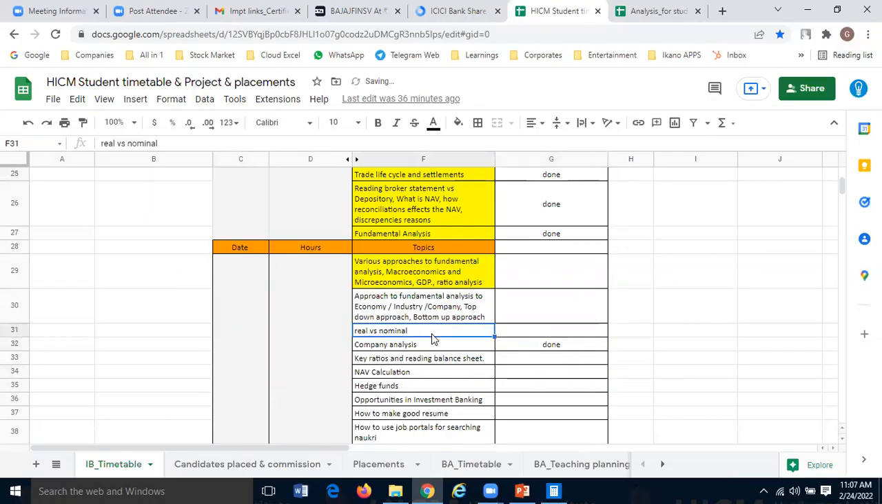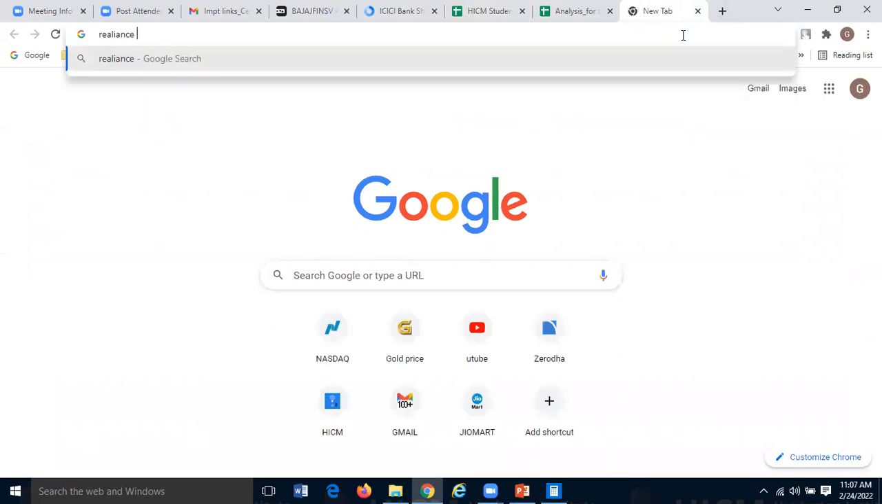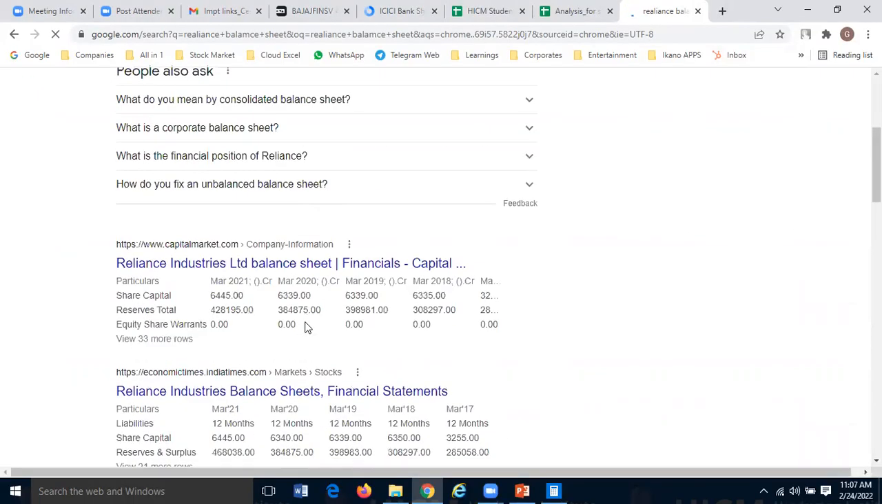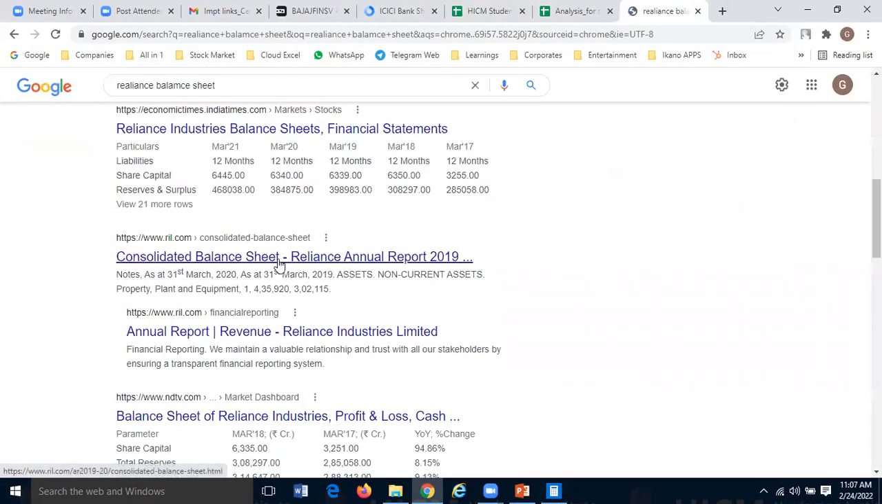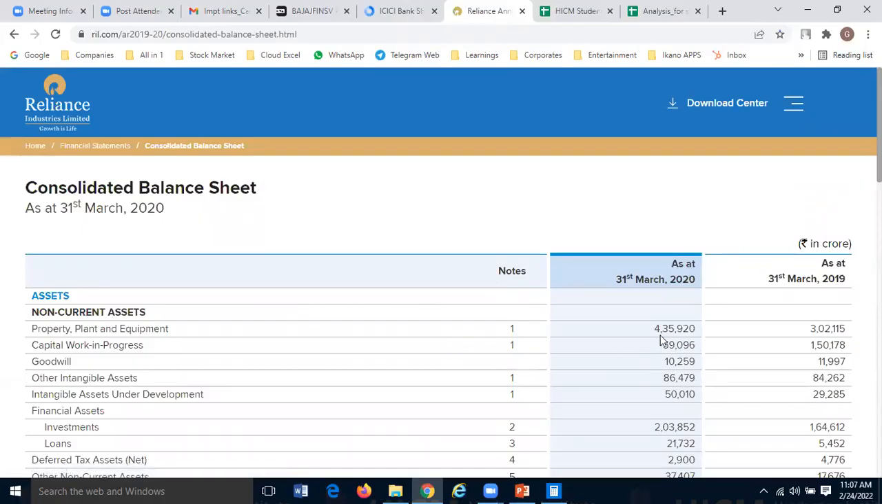We'll see what is real and nominal. See, NAV calculation we saw yesterday, key ratios and balance sheet. Whenever you want to read the balance sheet, always go to the primary source. Okay, Reliance. We can check the Reliance balance sheet on the Reliance website only. We will always take the primary source, not a secondary source. We'll see this comparing consolidated balance sheet, how they are making it.